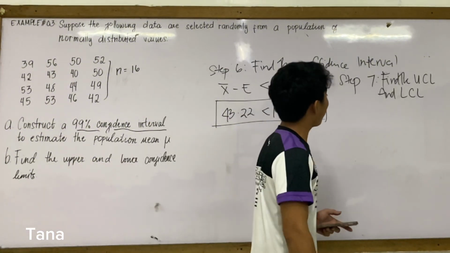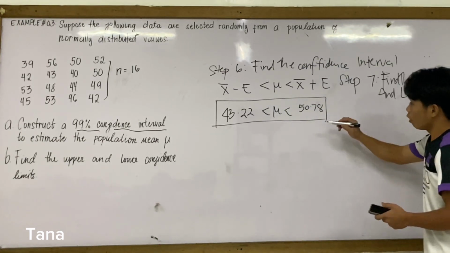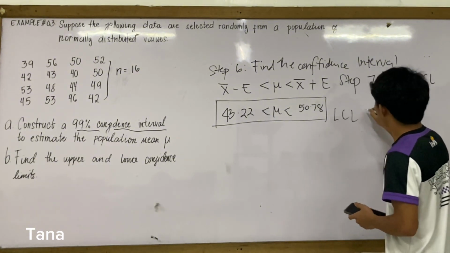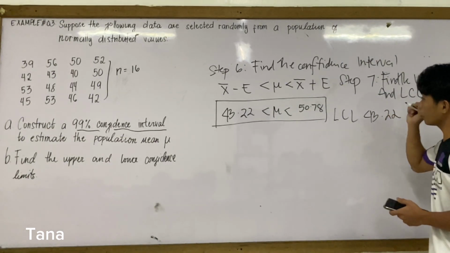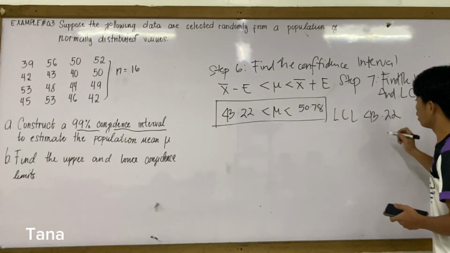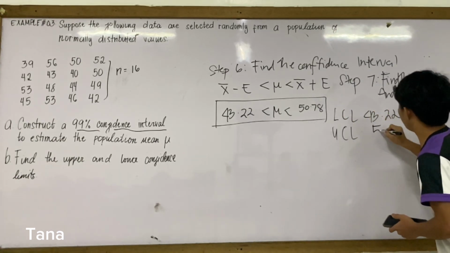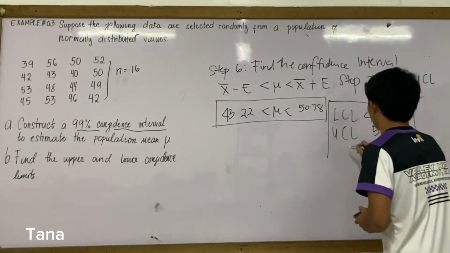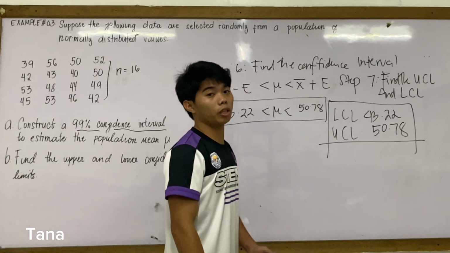Step 7. Find the upper confidence limit and lower confidence limit. Our lower confidence limit is 43.22 because 43.22 is less than 50.78. And our upper confidence limit is 50.78. And this is the lower confidence limit and upper confidence limit. And that's all. Thank you.